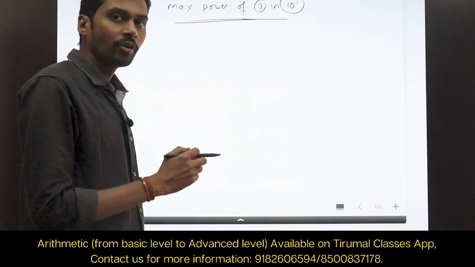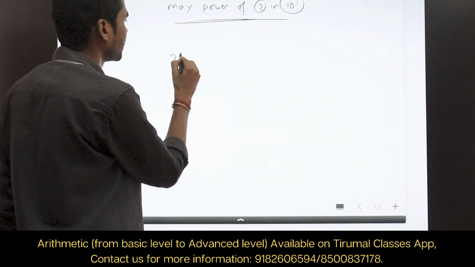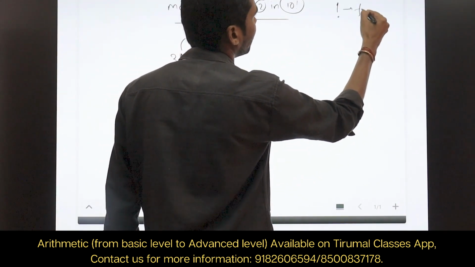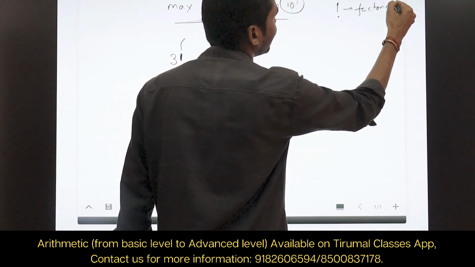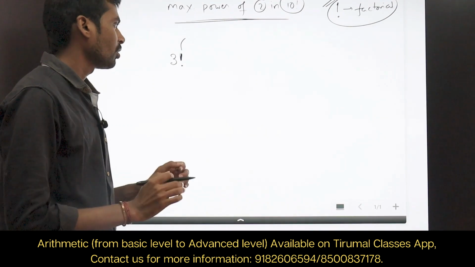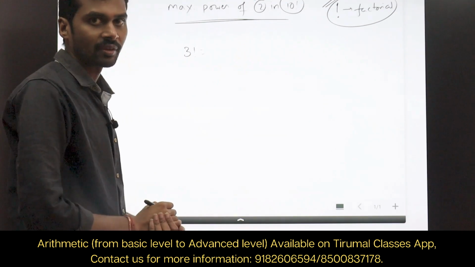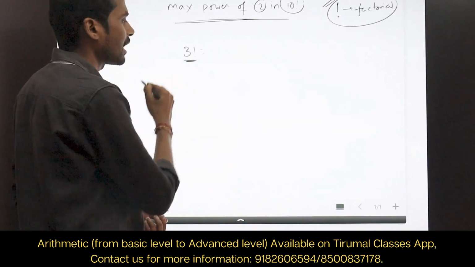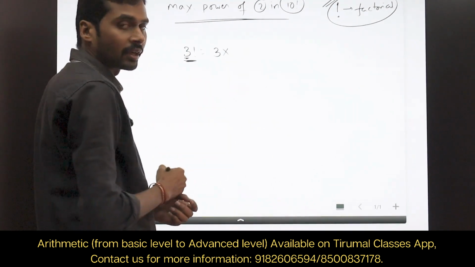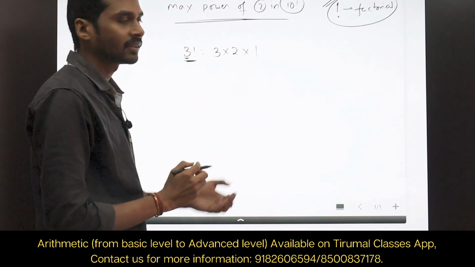First of all, if you don't know what factorial is, suppose I give you 3 factorial. This is called factorial. It is a very important mathematical symbol which we will use in different problems. Factorial means, starting from the given number 3, you take the product of the numbers by taking one number less than the previous number. So that is nothing but 3 into 2 into 1.